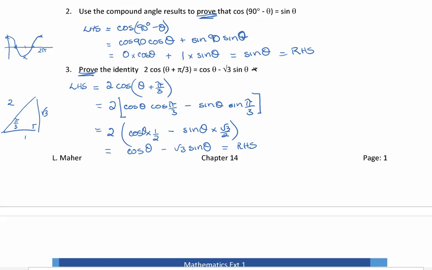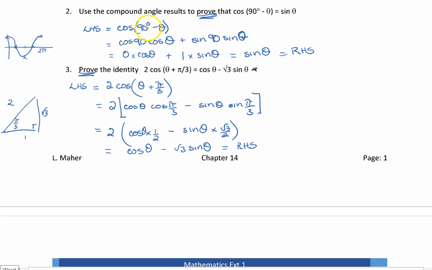Example 2, use the compound angle results to prove. So what comes to mind with a proof? Hopefully you're thinking, take the left-hand side, work with it and turn it into the right-hand side. That's what you do with a prove question. So prove that cos of 90 minus theta is equal to sine theta. So take the left-hand side, cos of 90 minus theta. What do we know about that?